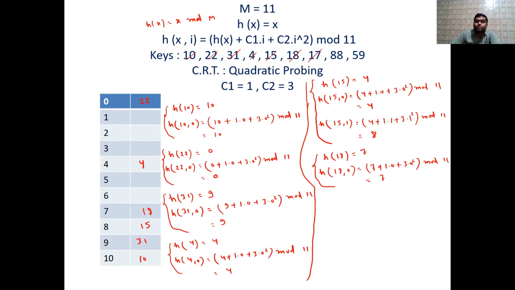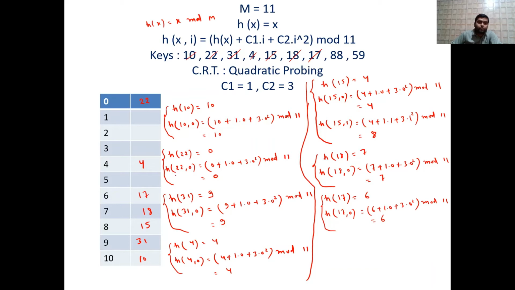Now 17. What about 17? H of 17 is 17 mod 11, which gives 11 once and remaining 6, so 6. Of course, good luck, space is available. Now 17 comma 0: H of 17 is 6, plus 1 into 0, plus 3 into 0 square, and mod with 11. This will give you 6 as the answer. So at 6 space is available, and 17 will be stored at 6.